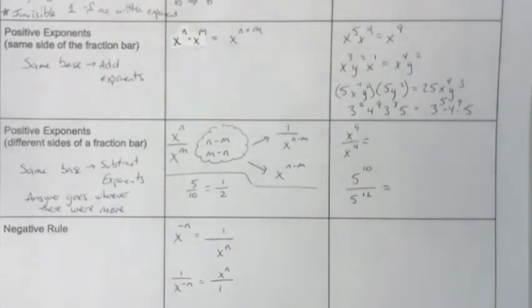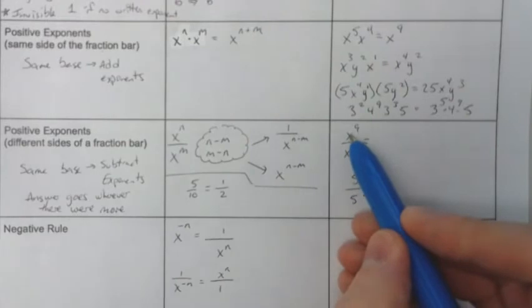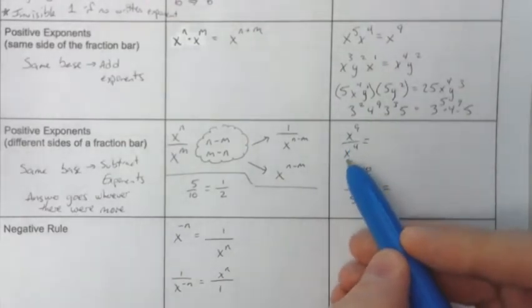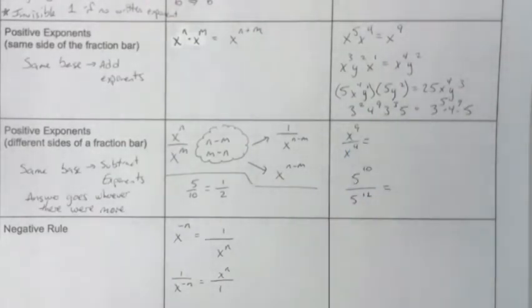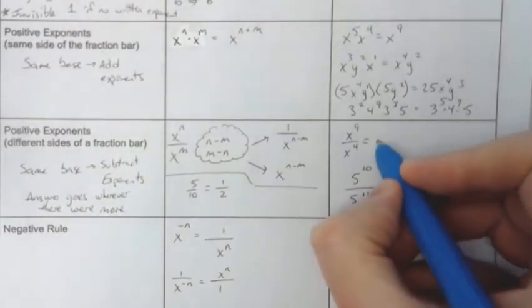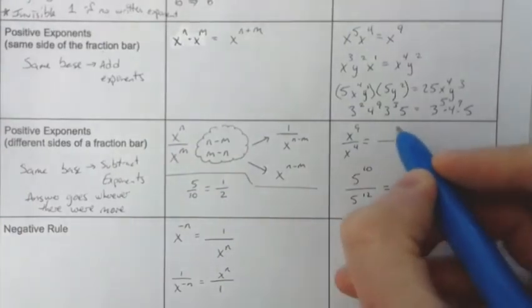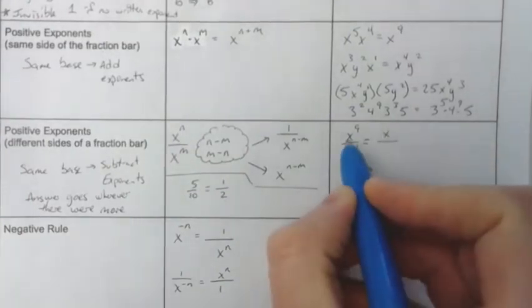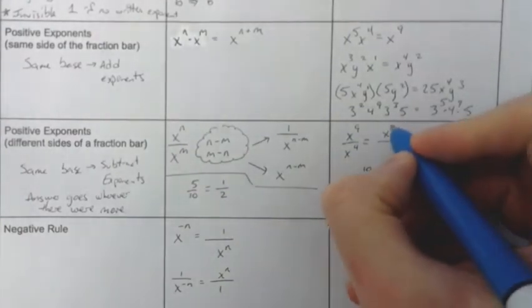Pause now and try these. In both of these, in this case I have x and x, I have 9 and 4. I'm going to subtract 9 minus 4 is 5. So then it helps me to see a fraction bar. And I'm going to put the x on top of the fraction because that's where the more x's were. And I have 5.